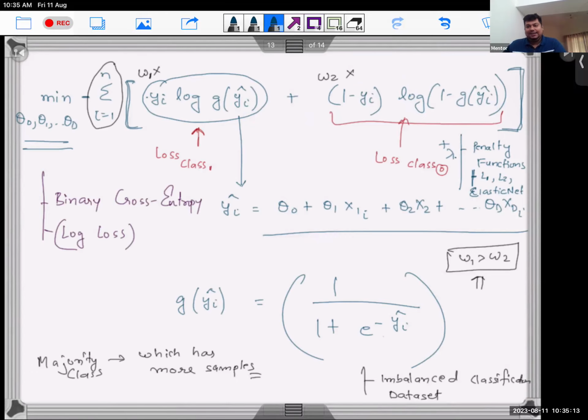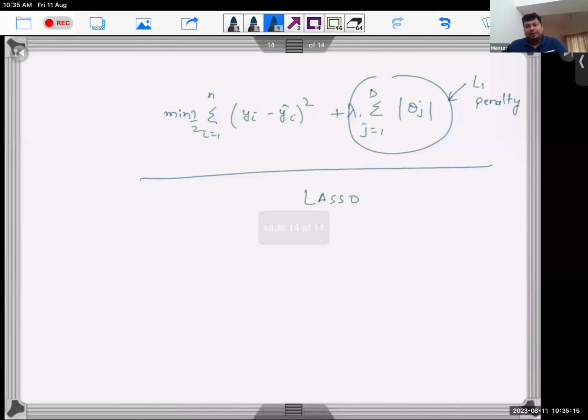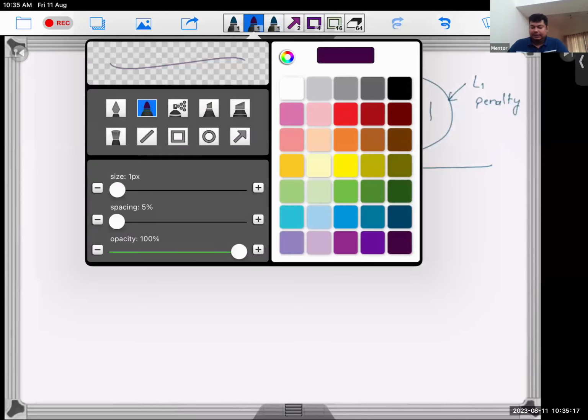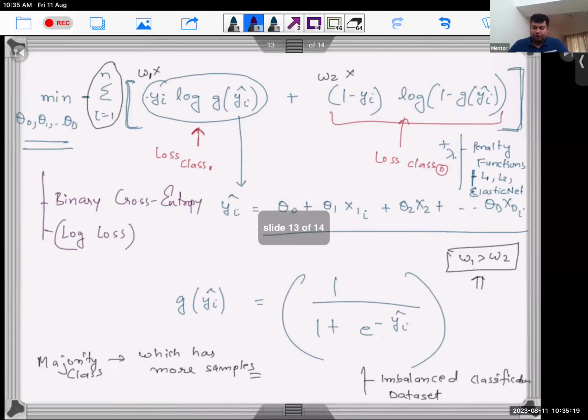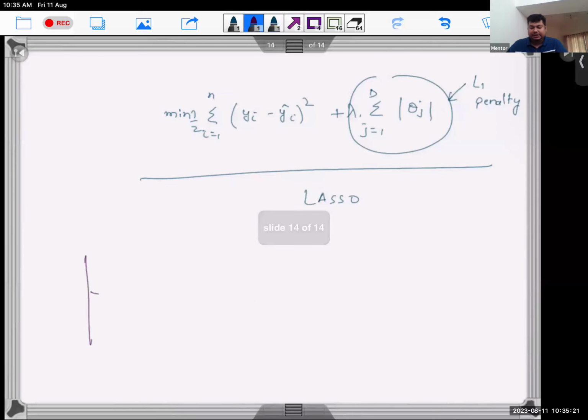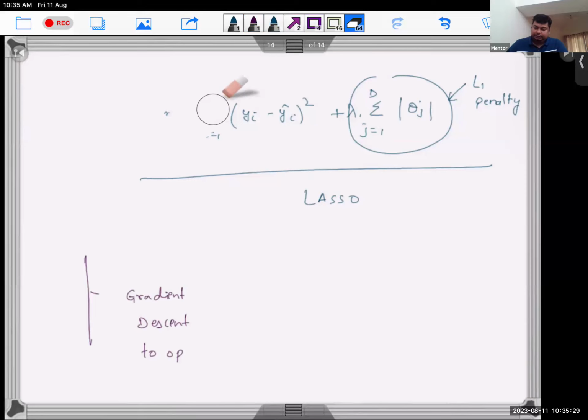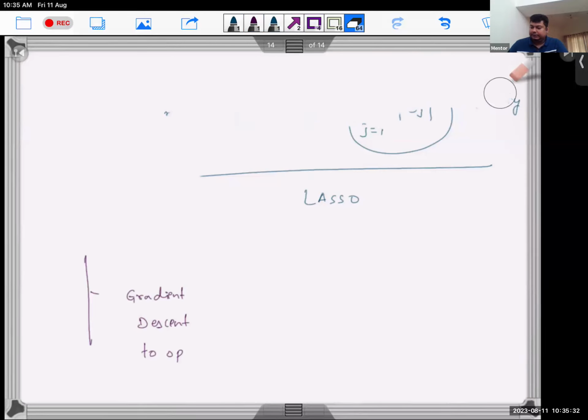How is this solved? This is optimized using gradient descent. This cross entropy loss is minimized using gradient descent. So you use gradient descent to optimize it. I'll just rub this out so in case you don't get confused with this.